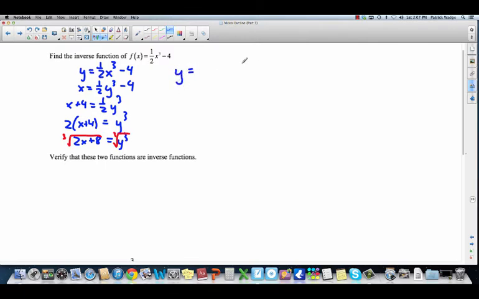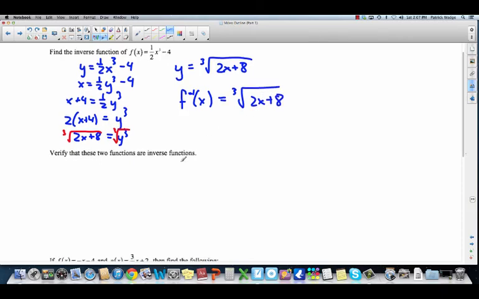Y equals, I'll change sides, y equals the cube root of 2x plus 8, and then I change my y to f inverse, f negative 1 of x equals the cube root of 2x plus 8. There's our answer. Verify that these two functions are inverse functions.